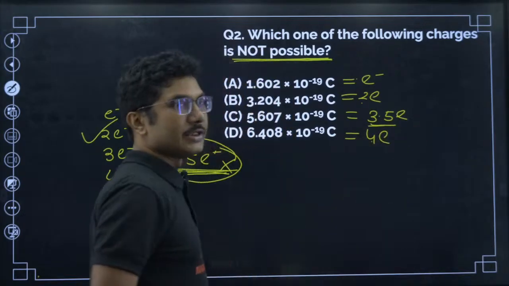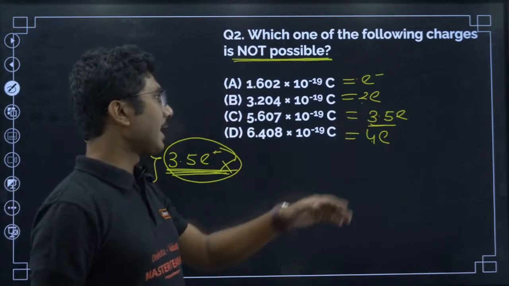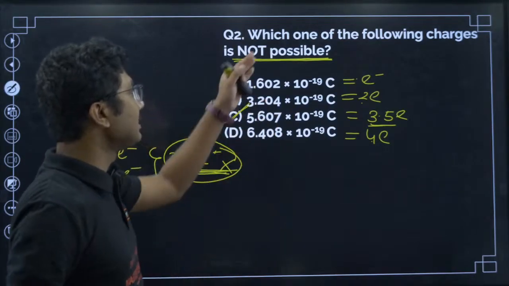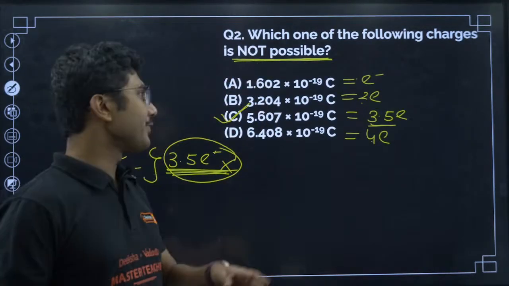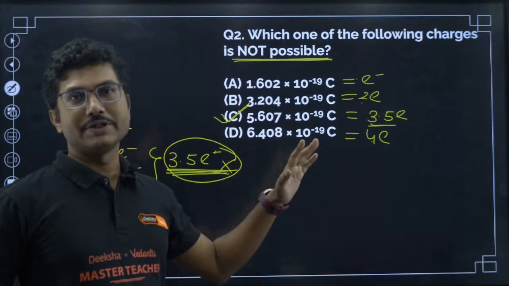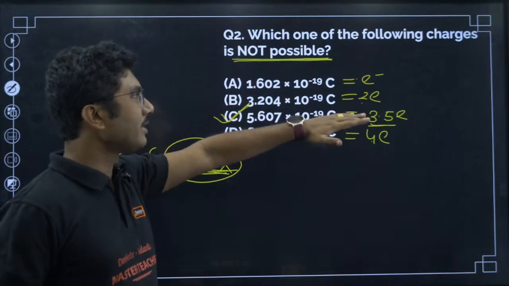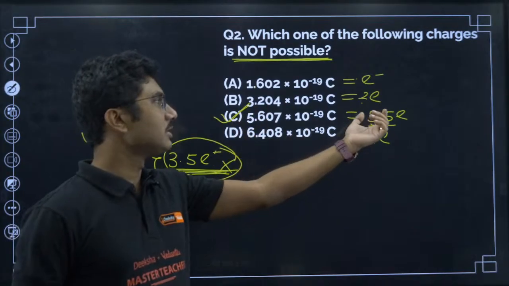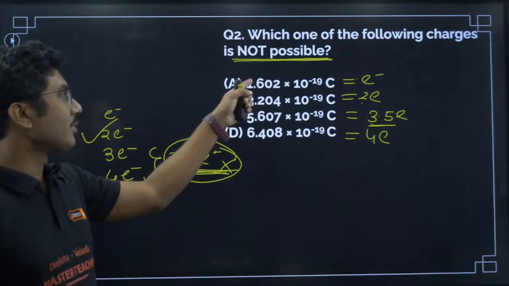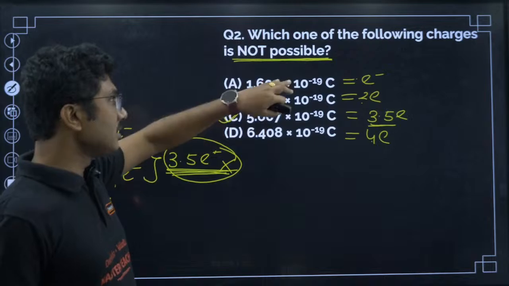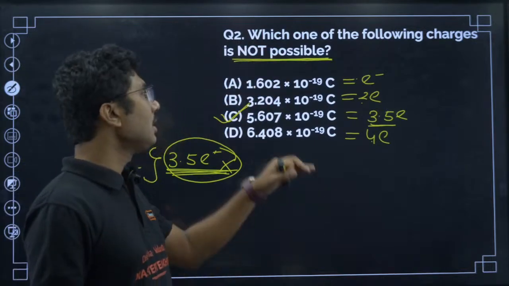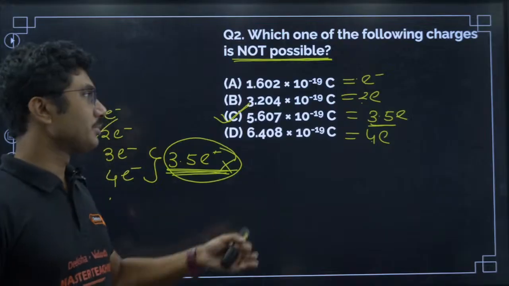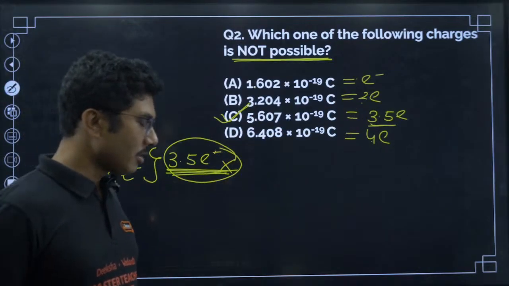3.5 is not an integer. It's a decimal number, right? So 3.5 is not possible. So this is the correct answer. This is not possible. Even though the question looks simple, the trick is that you have to find the integer multiple and see this charge is not possible because it is not an integer multiple of the smallest possible value. Anything smaller than that is obviously not possible, and anything between two integer values is also not possible. That's why this one is not possible.